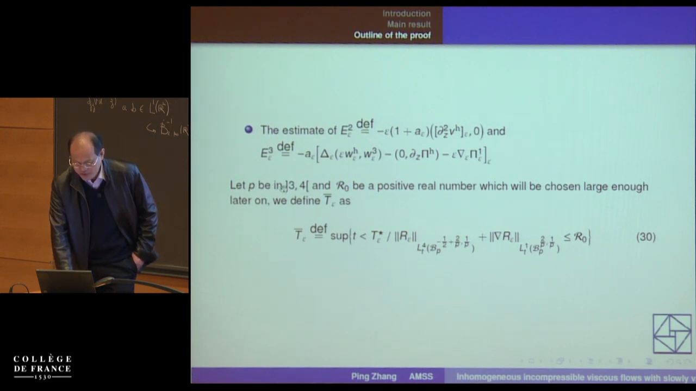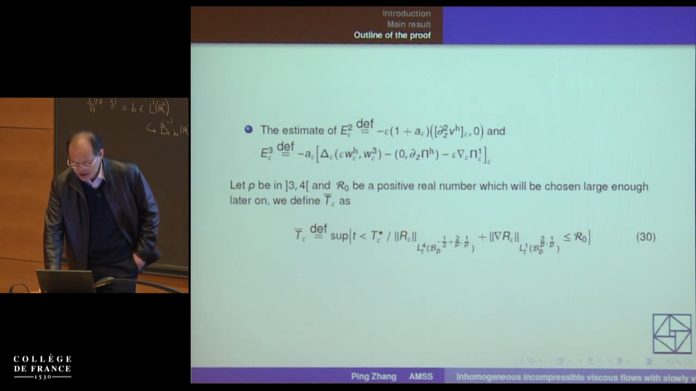Let p be between 3 and 4, and let's denote T bar of epsilon as the supremum of all T less than the lifespan of the solution such that this L4 norm with respect to time T of this anisotropic Besov norm, plus gradient R epsilon in L1 Besov with index 2 over p and Lebesgue index 1 over p, is bounded by this R0. We should choose this constant R0 later.